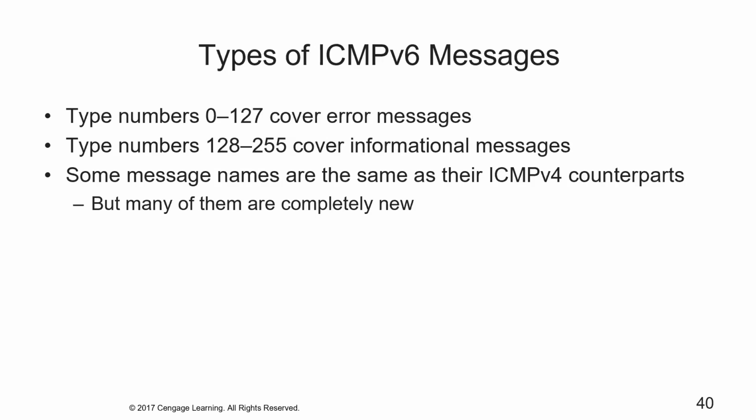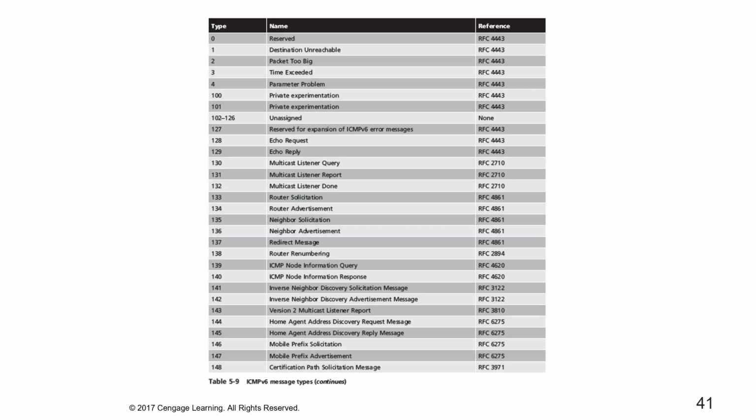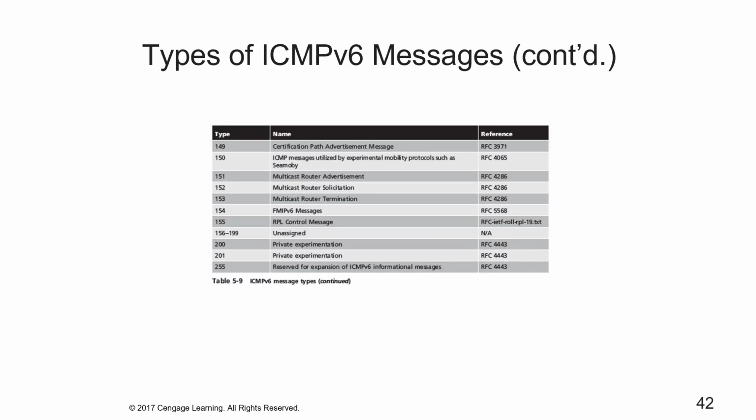So the various types of ICMPv6 messages: types 0 to 127 cover error messages, and types 128 to 255 cover informational messages. Some message names are the same as their ICMPv4 counterparts. However, many of them are completely new. Here's a table of all the different types of ICMPv6 messages. And here's a continued table of ICMPv6 messages.